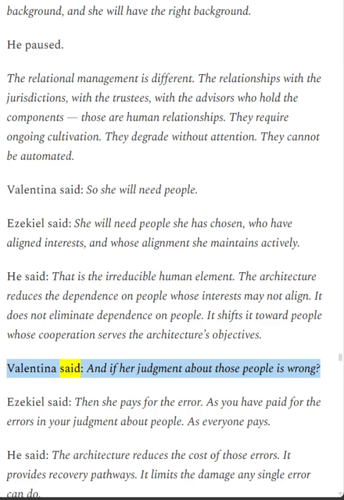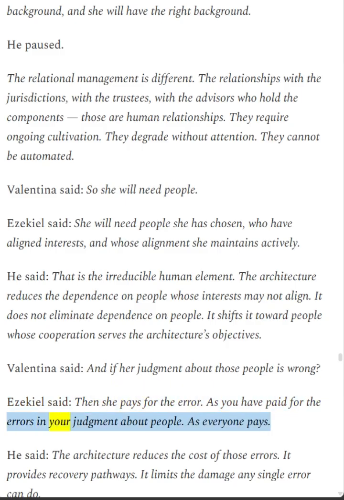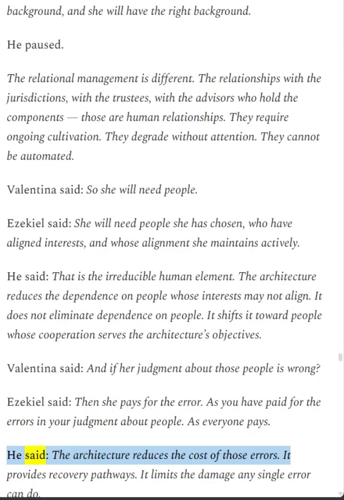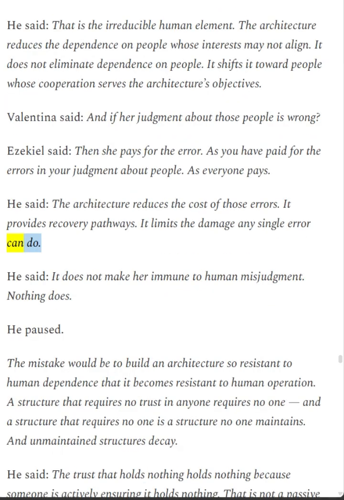Valentina said, "And if her judgment about those people is wrong?" Ezekiel said, "Then she pays for the error. As you have paid for the errors in your judgment about people. As everyone pays." He said, "The architecture reduces the cost of those errors. It provides recovery pathways. It limits the damage any single error can do." He said, "It does not make her immune to human misjudgment.